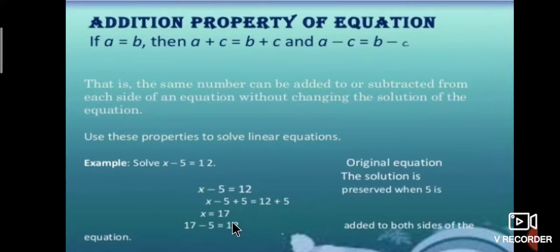Therefore, adding the same term on both sides, x minus 5 plus 5 is equal to 12 plus 5. The minus 5 and plus 5 get cancelled, so x is equal to 12 plus 5, which is 17. Therefore, 17 is the correct solution of this equation.